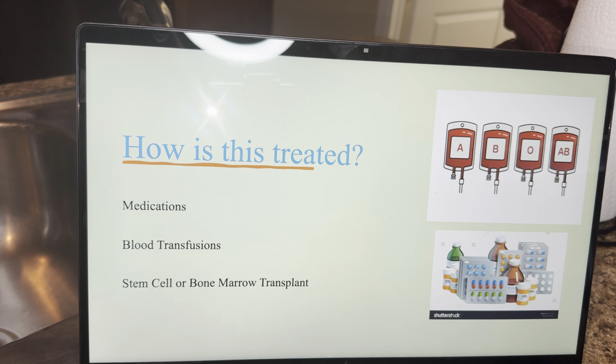Also, another option that is great, but it's not very common for people who have sickle cell anemia, unfortunately, is the stem cell or bone marrow transplant. And this is because it requires needing a donor, and that can be a whole process. So unfortunately, a lot of people are not able to get the stem cell or the bone marrow transplant, but this can really help with generating healthy red blood cells that are not sickle shaped.